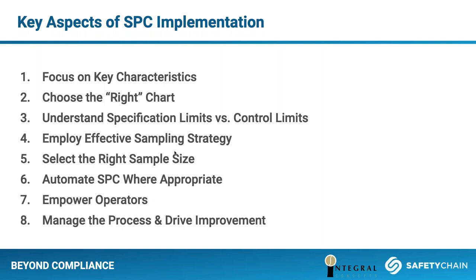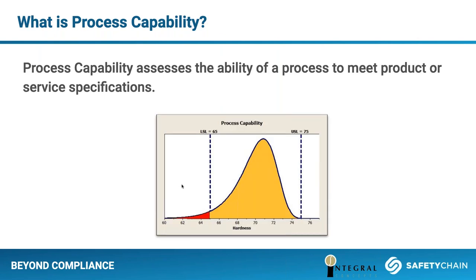Selecting the right sample size: there is no magic sample size. If I have a process with minimal variation, I might only need a tiny sample to see what's going on. But when I have a process with enormous amounts of variation, I might need a much larger sample size in order to detect things. It depends on what I'm looking at, what kind of process, and how much variation I have. We'd also love to automate SPC where appropriate and empower operators so that they understand what's going on in their process and can control the process instead of the process controlling them. Those are some of the key important things with SPC.